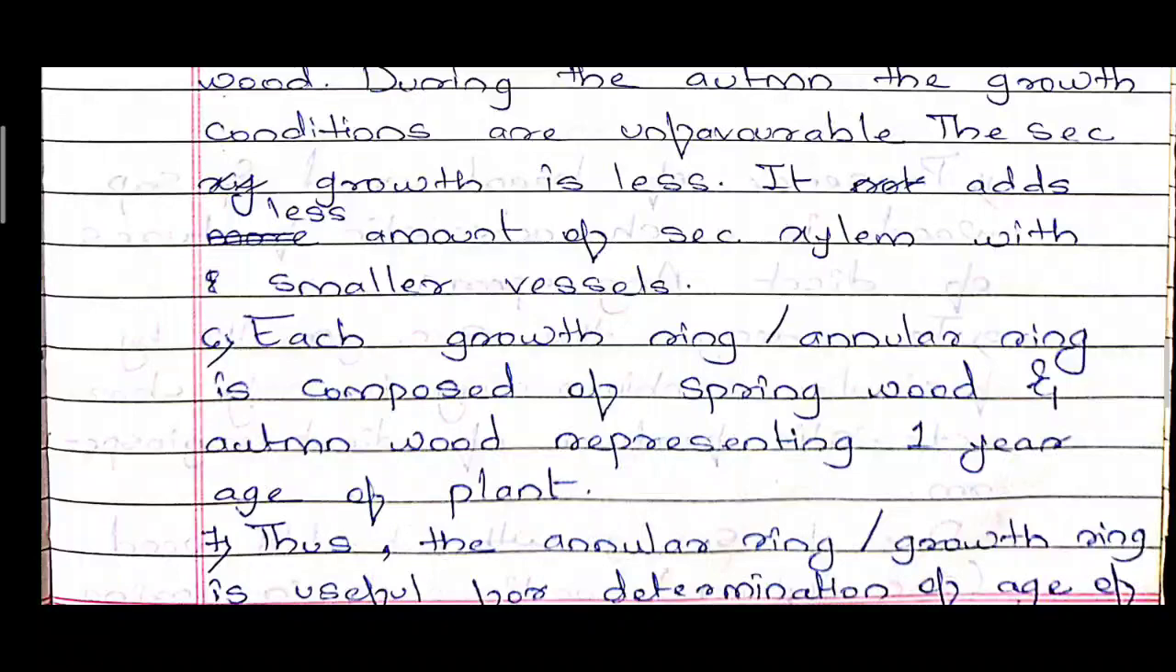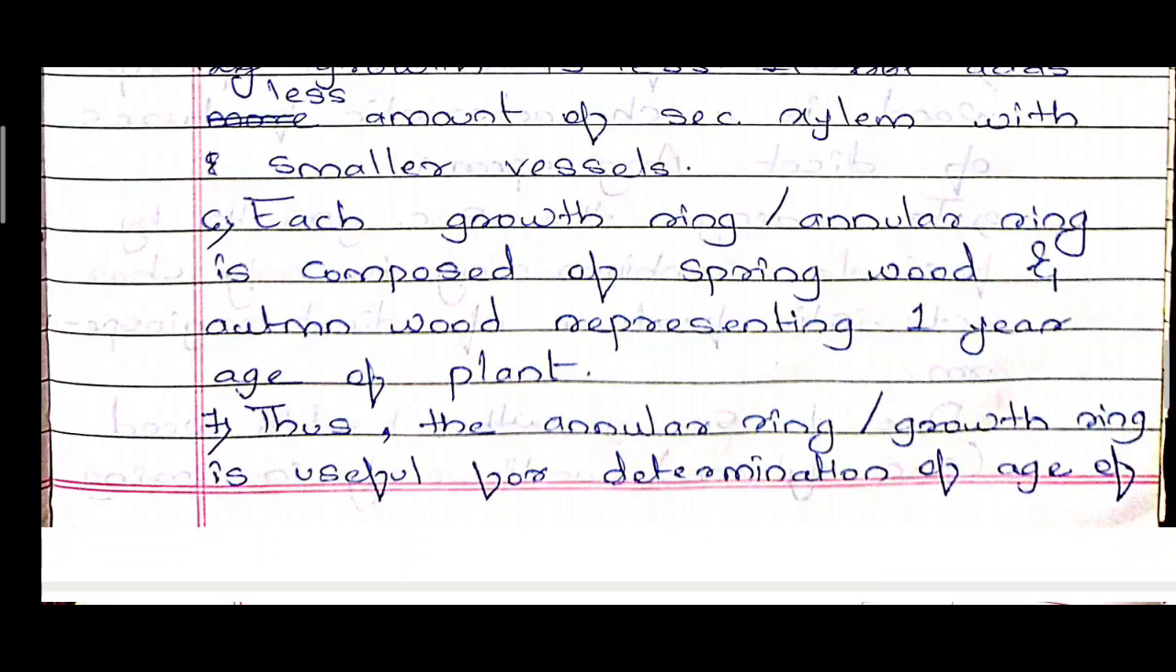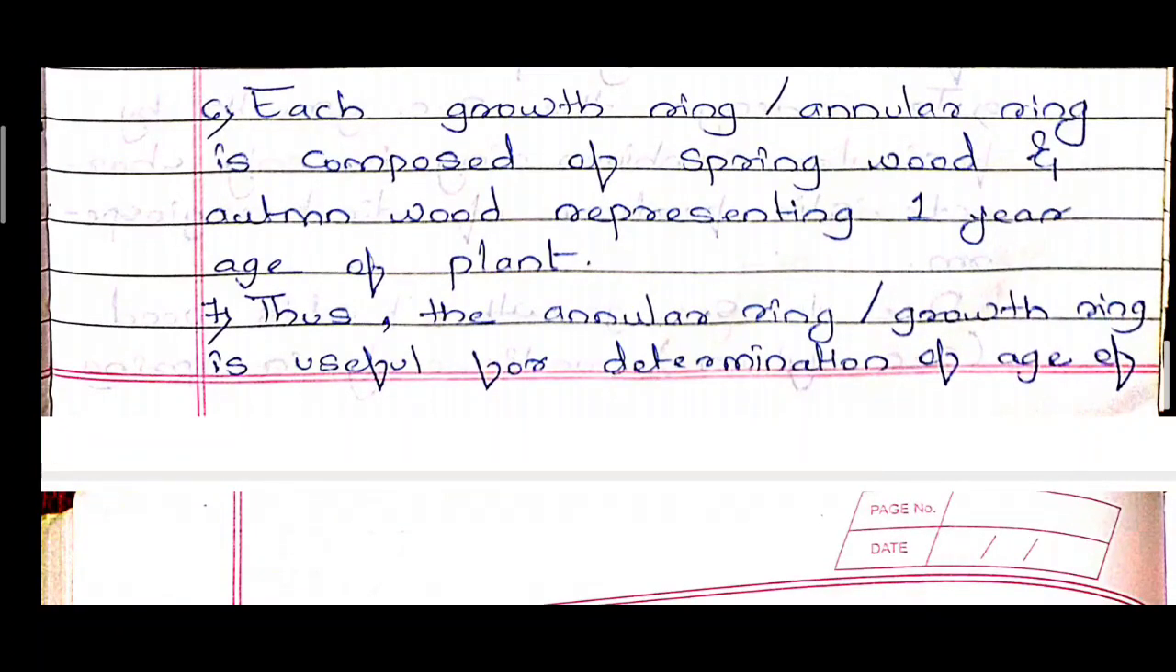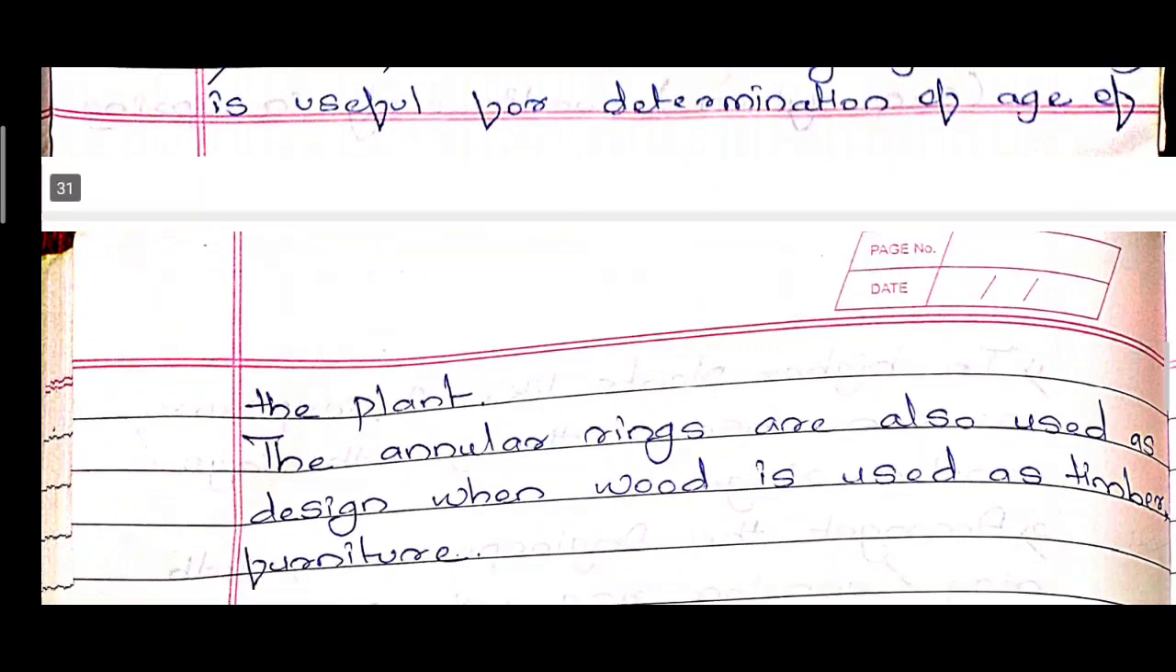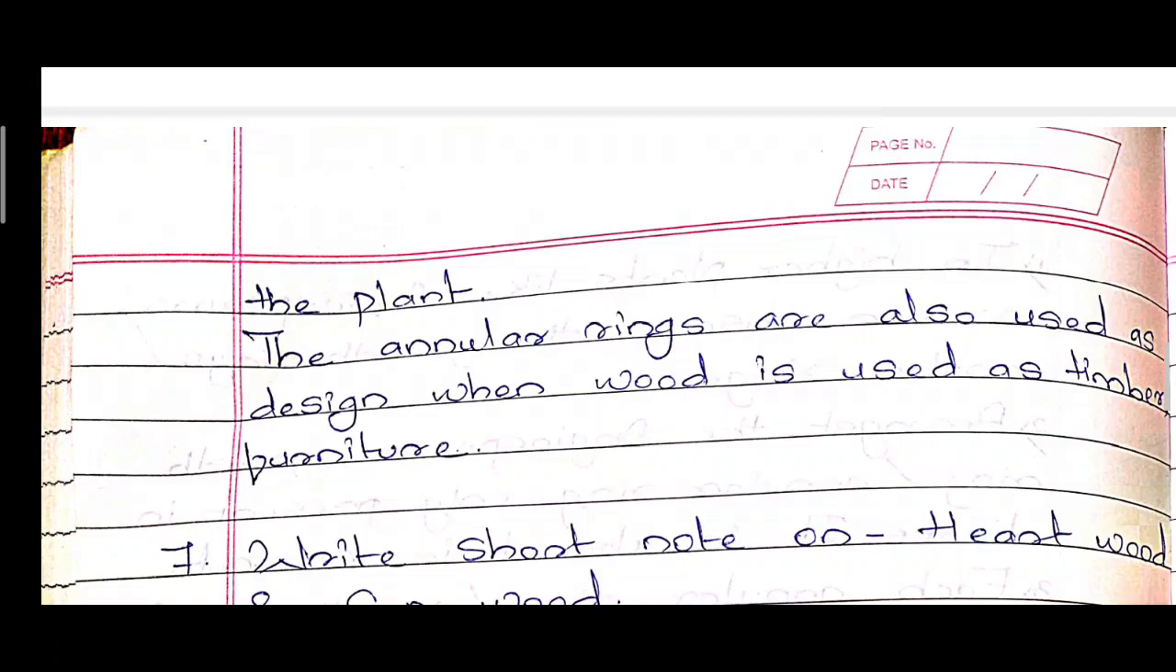So each growth or annular ring is composed of the springwood as well as autumn wood, and together they represent one year of the age of the plant. In each year there is a spring and an autumn season. In spring season one ring is developed, then in autumn season the next ring is developed. So they can represent the age of the plants. Thus this is useful for the determination of the age of the plant. If we count the circles of the annular rings, on that basis we can judge the age of the plants.